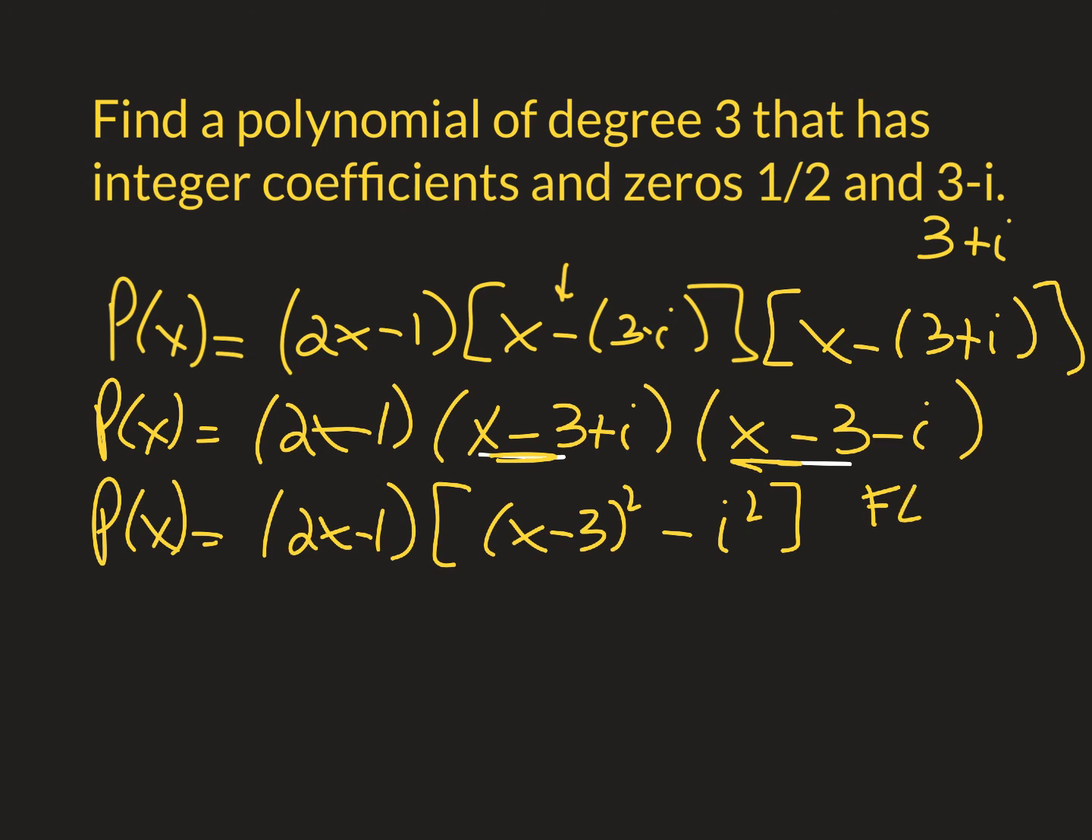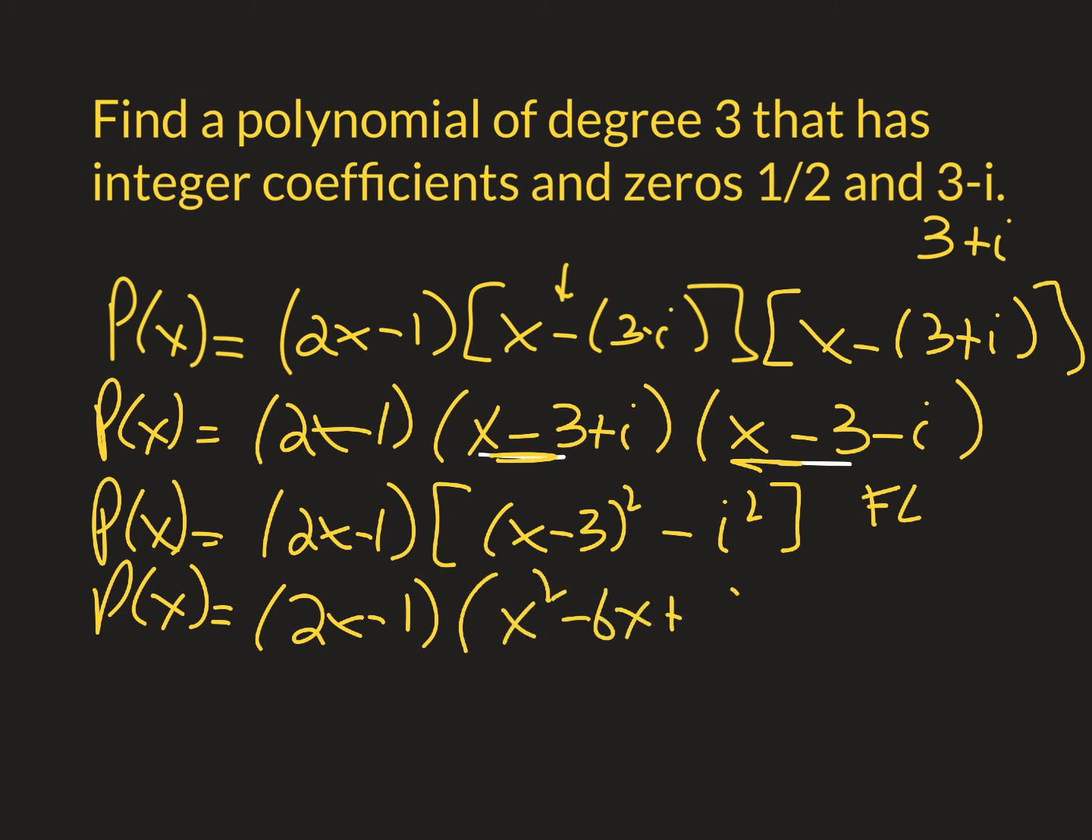I did FOIL. All right, so let's multiply this out. I have 2x minus 1 still in the front. Inside there, I'm going to do the square, which would give me x squared minus 6x plus 9. Now, i squared is really a negative 1, so if I do minus negative 1, that's really a plus 1. So I'm going to take a second here. That 9 plus 1, I'm going to erase those and just change that to a 10.